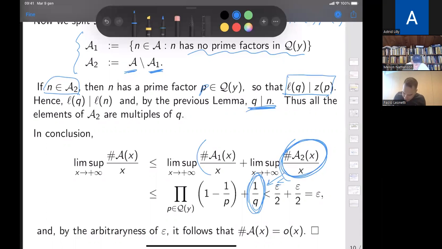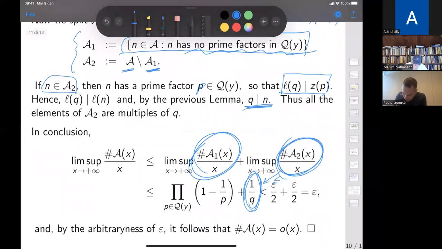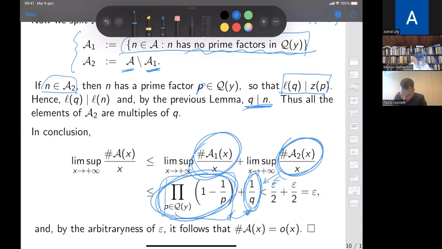And moreover, what is the cardinality of A1? Well, A1 is the set of integers which have no prime factors in Q of y, and moreover, n belongs to A. But if they have no prime factors in that set, then at most they have cardinality x times this factor here, which is the product of 1 minus 1 over p, again by the inclusion-exclusion principle. But we know that both of them are smaller than or equal to epsilon divided by 2. So the upper asymptotic density of the set calligraphic A is at most epsilon.